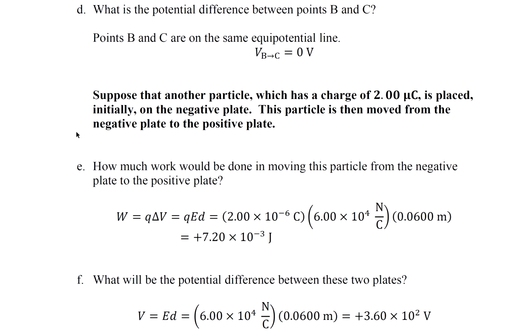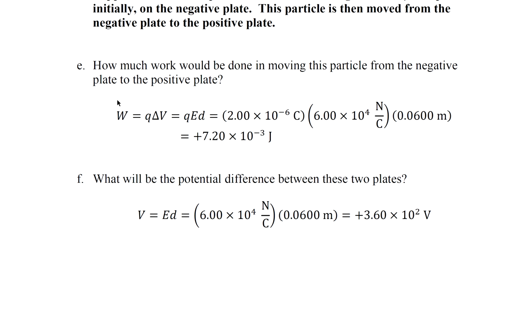Suppose that another particle with a charge of 2 microcoulombs is placed initially on the negative plate. This particle is then moved from the negative plate to the positive plate. Part E, how much work will be done in moving this particle from the negative plate to the positive plate? We use this equation again. What will be the potential difference between these two plates? V equals ED.